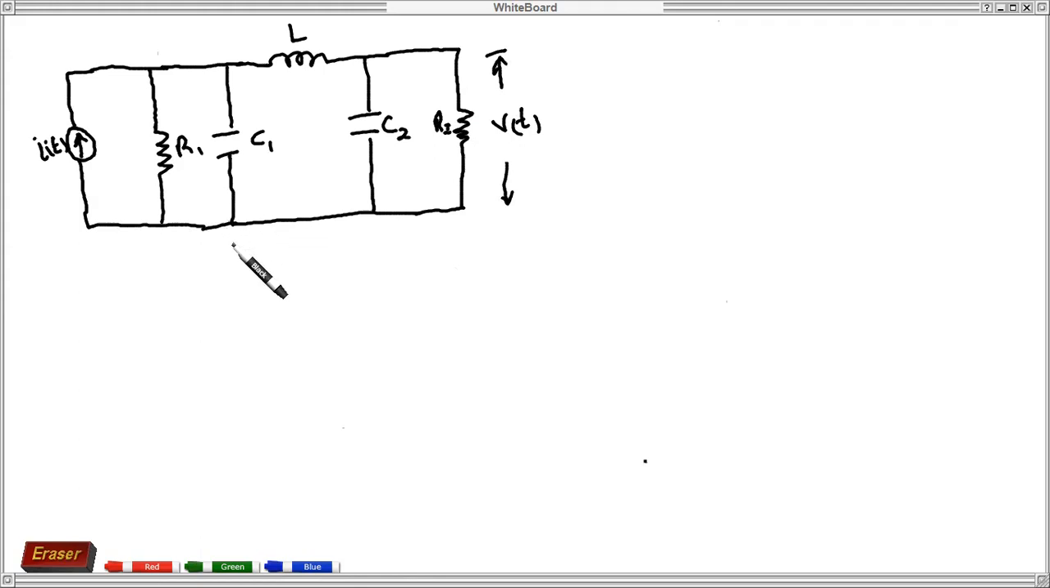We are to determine the state space representation of the system, and we've been given that the values of R1 is equals to R2, which is 1 ohm. C1 is equals to C2, which is 1 farad, and L is 1 Henry.